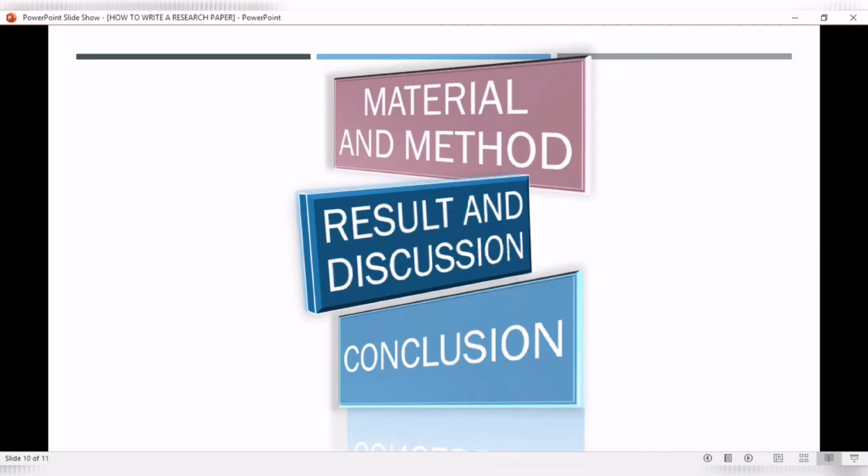The third one is material and method. So this material and method is all about your approach, what you have adopted, your methodology, your research method. Either you are going for experimental analysis, physical instrumental analysis, or technique, qualitative method or quantitative method. What method you have adopted for your research finding. So the next one is result and discussion.